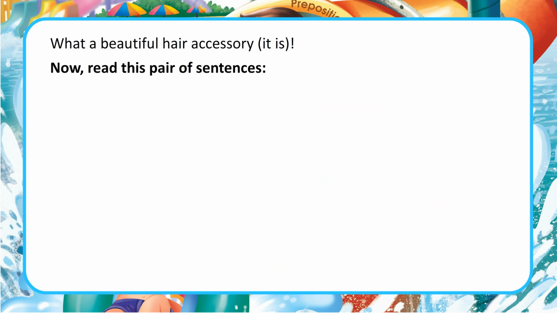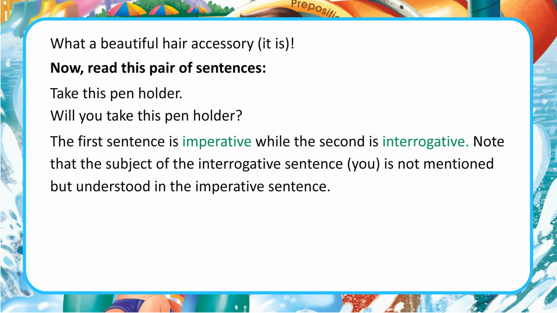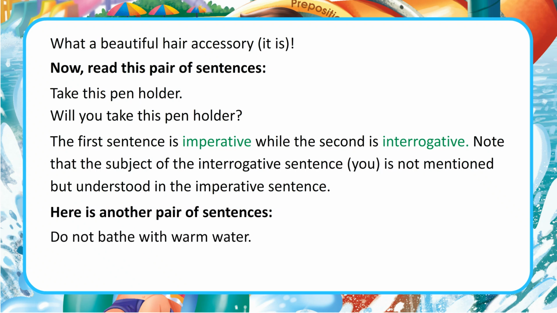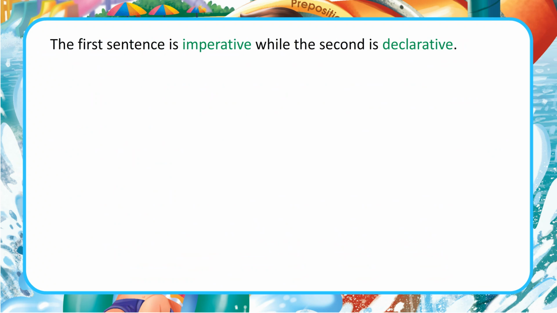Now, read this pair of sentences. Take this pen holder. Will you take this pen holder? The first sentence is imperative while the second is interrogative. Note that the subject of the interrogative sentence, you, is not mentioned but understood in the imperative sentence. Here is another pair of sentences. Do not bathe with warm water. I think you should not bathe with warm water. The first sentence is imperative while the second is declarative.